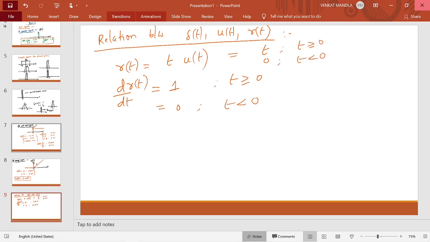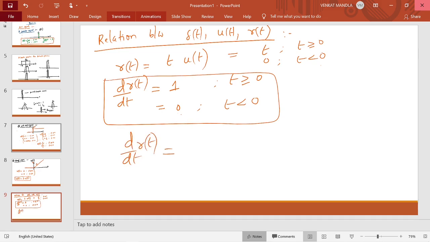I will differentiate this, dr of t by dt. For t greater than 0 it is t, so differentiating, you will get 1, and equal to 0 for t less than 0. This is the representation. So how to represent this? d by dt of r of t is exactly equal to u of t. Correct or not? For t greater than 0 you are getting 1, for t less than 0 you are getting 0. So d by dt of r of t equals u of t. That's it. Similarly, d by dt of u of t, you will get del of t. Okay, so why?